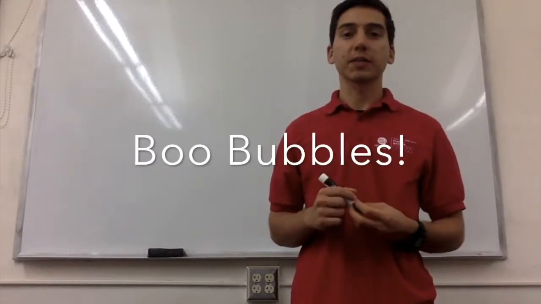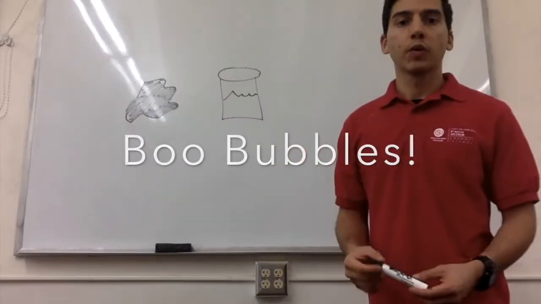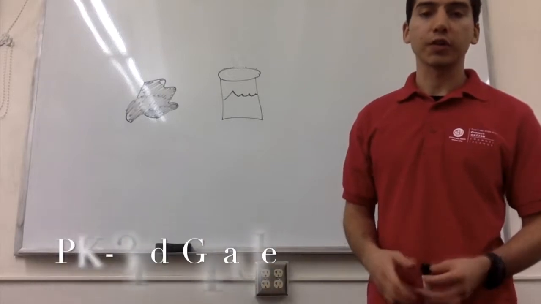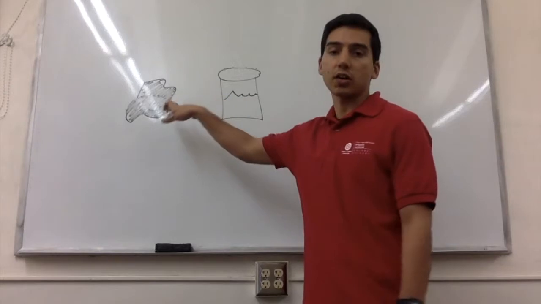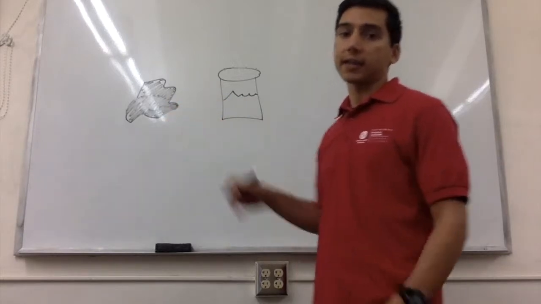Hello and welcome to the explanation for Boo Bubbles. We will first start with pre-K through 3rd grade students. You can explain to these students that dry ice is solid carbon dioxide and it is very cold.